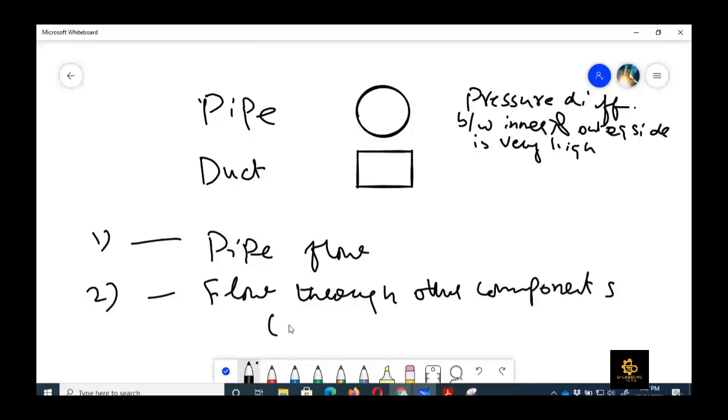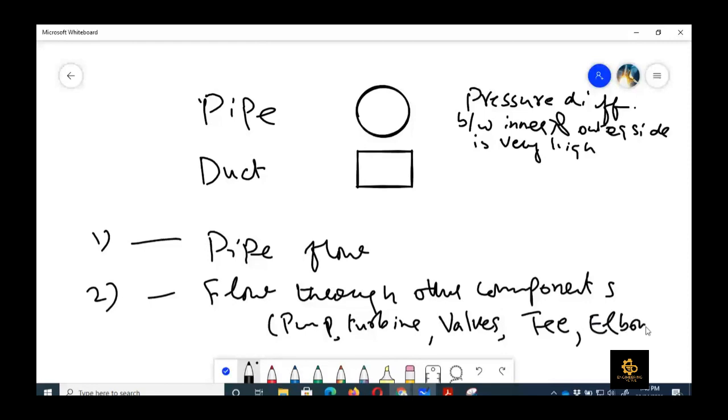Other components usually involve pump, turbine, then we have valves, tees, and elbows. Right. So these are the two major parts. One is the straight pipe, which we are going to consider now, and then we would also consider the losses which the fluid experiences due to passage through these components.